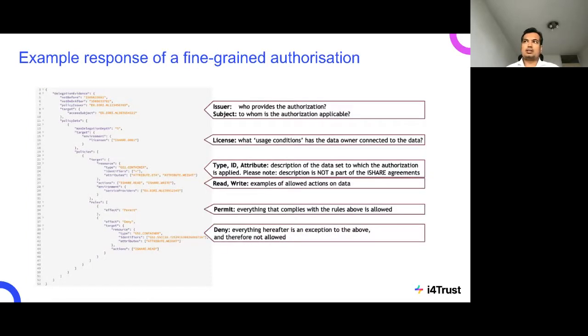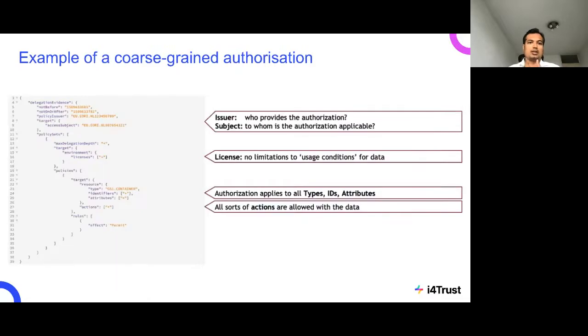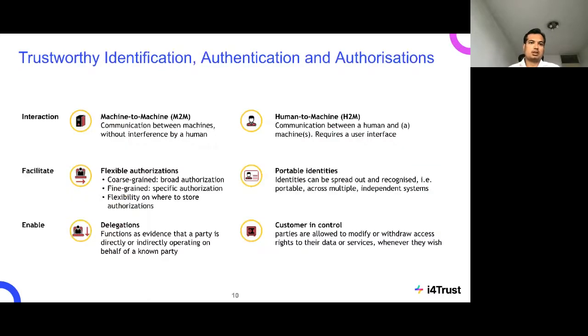Right. Here is an example of the request-response model that we have defined in the authorization registry APIs. And here is an example of a response which is actually very fine-grained. As you can see here, it is quite specific about which attributes are allowed access to which subject, and what actions are allowed. On the other hand, of course, you can also have very broad authorization where it says anything is allowed by this particular organization.